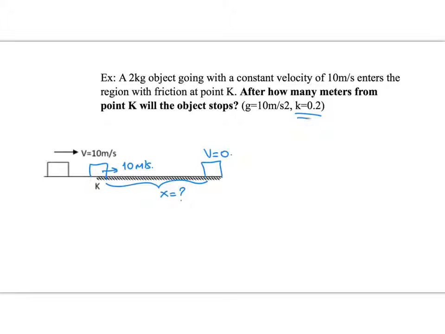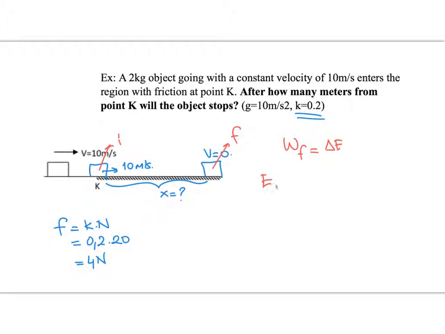Now the coefficient of friction is given, so I can find the friction force from K times normal. K is equal to 0.2. The normal is the weight of the object, 20, so the friction is equal to 4 newtons. Now we know that the work done by friction is equal to the change in kinetic energy. So this is the initial position, this is the final position.